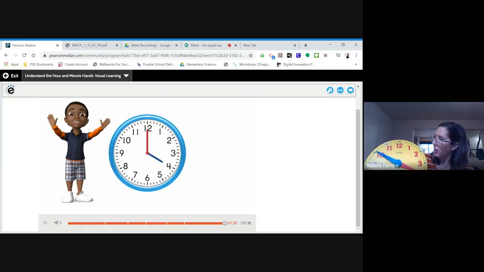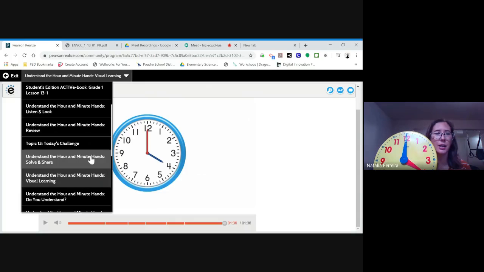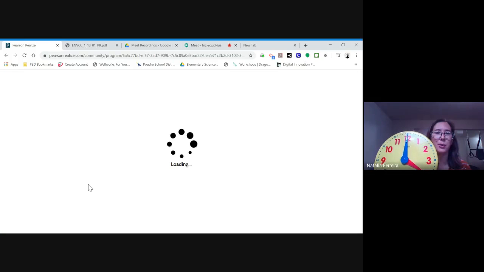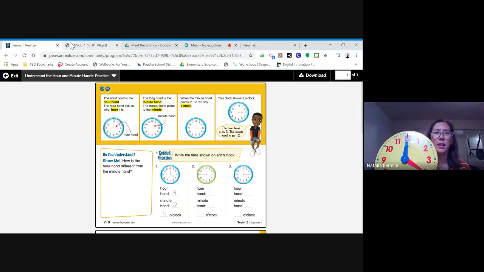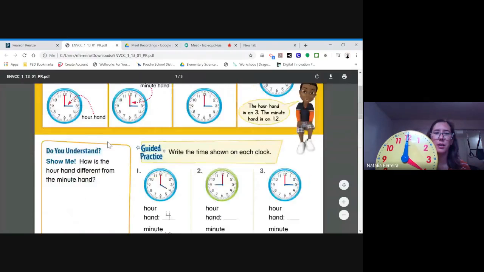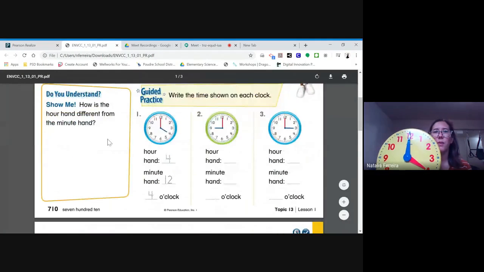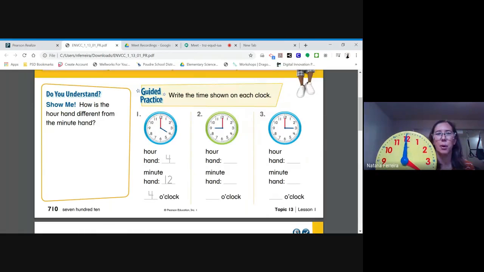Okay, their number changed, their clock changed, so I'm going to change my clock. But we are going to look at our guided practice with this new one. And I'm going to make it bigger. Now, if I look at the guided practice, it says write the time shown on each clock. Notice that there is an hour hand and a minute hand. My clock right now is the same as number 1.